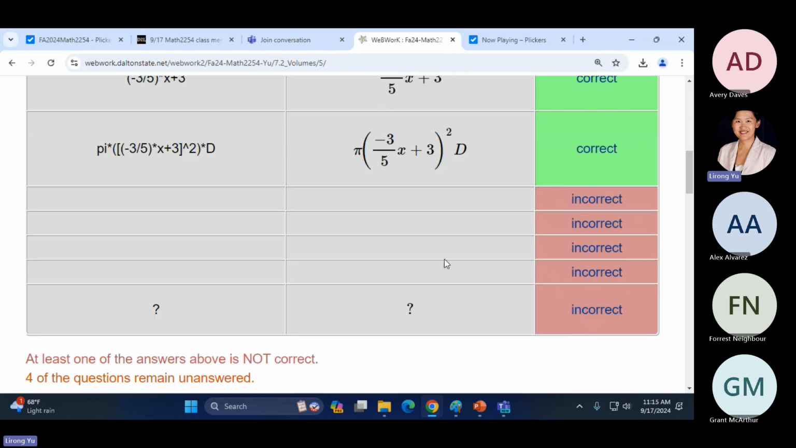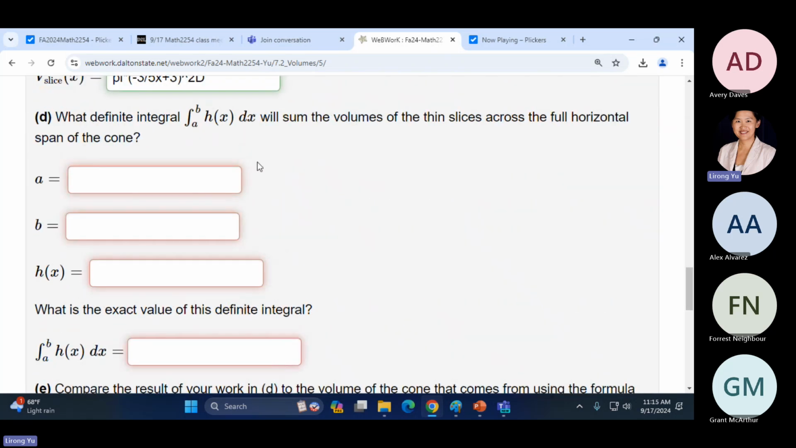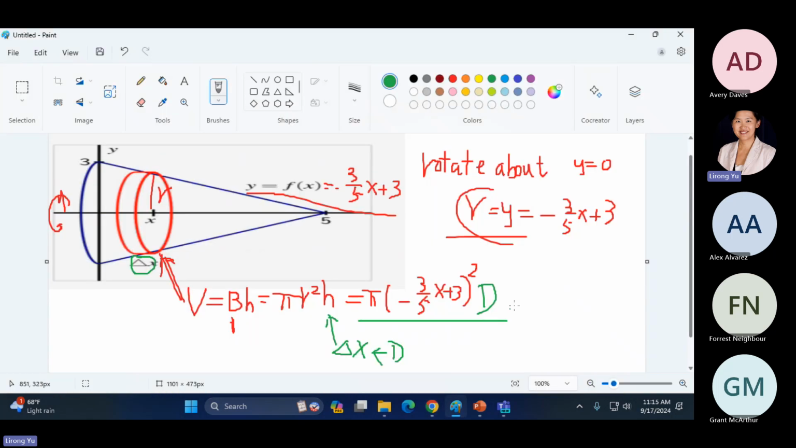So that was part C, and part D is now that you have every slice represented. Essentially, it's supposed to be the dx or delta x there. This is how you calculate volume for that little slice, but you can calculate every slice along the way the same way. So this is what you are going to integrate.